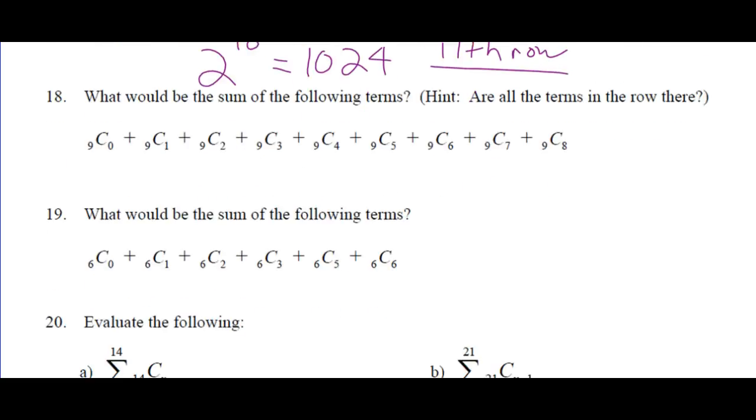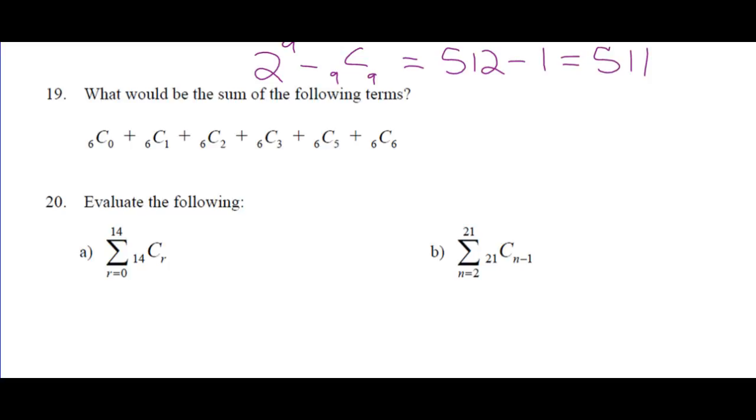What would be the sum of the following? Now, do we have all of these terms? What are we missing? 9 choose 9. So what's the sum going to be? It'd be 2 to the 9th minus 9 choose 9, because we're not adding that on. 2 to the 9th is 512. What's 9 choose 9? How many ways can I choose 9 objects from a set of 9? There's only one way. Just choose them all, right? So 512 minus 1.